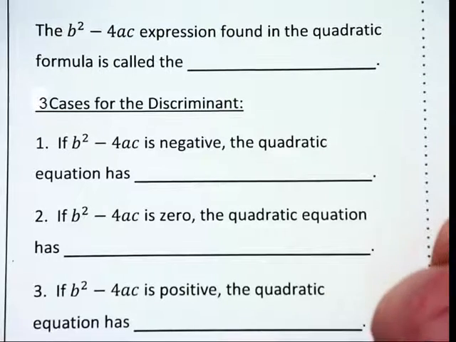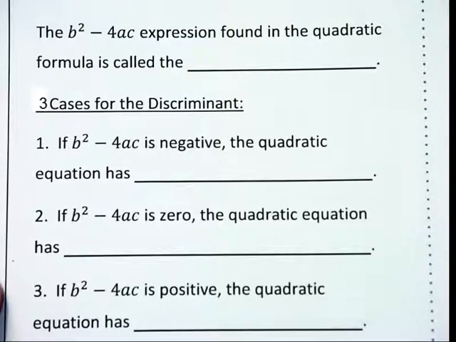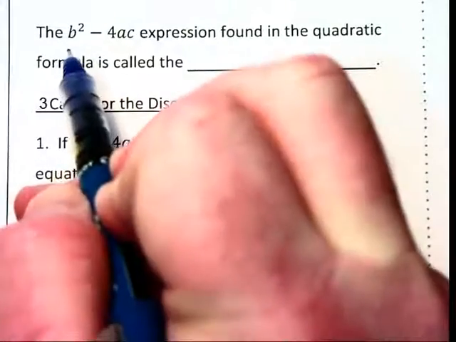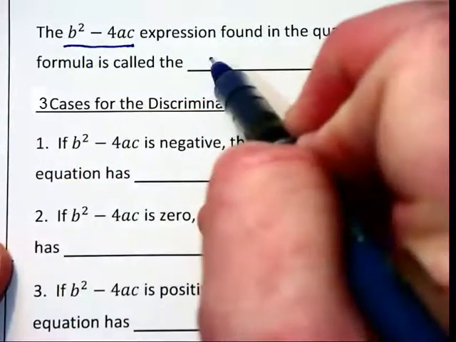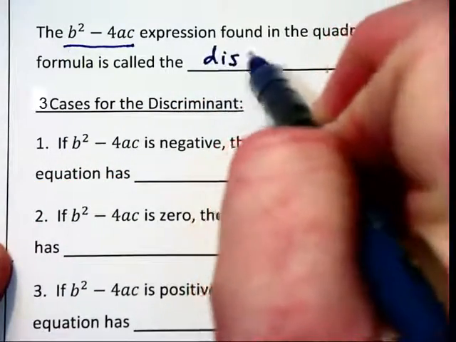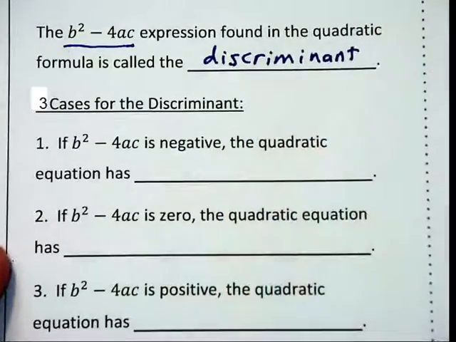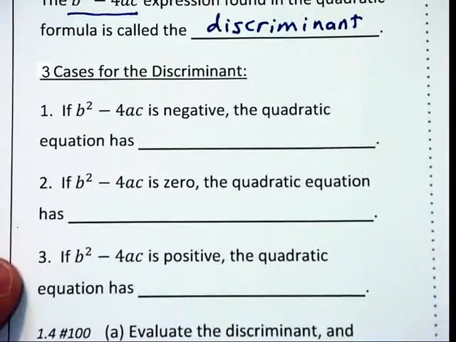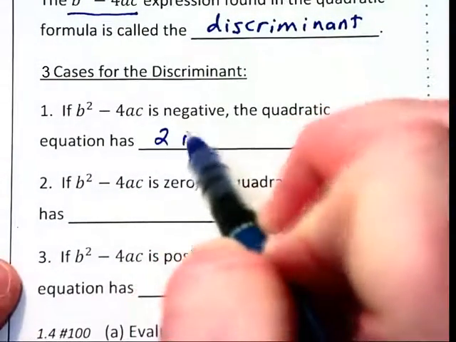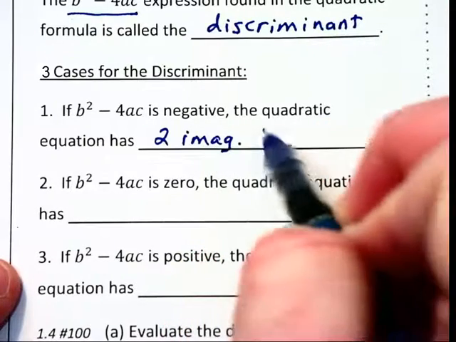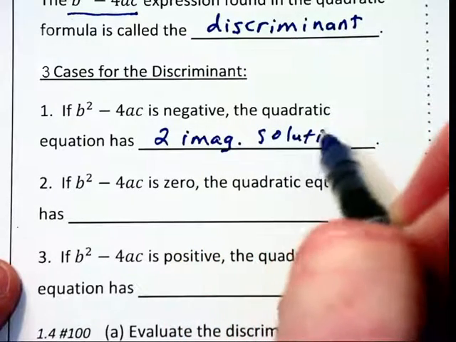Okay, I've already been using this word here, but let's formally define it. The expression b squared minus 4ac is called the discriminant. When the discriminant is negative, you've got a square root of a negative. That gives you two imaginary solutions to the quadratic equation.